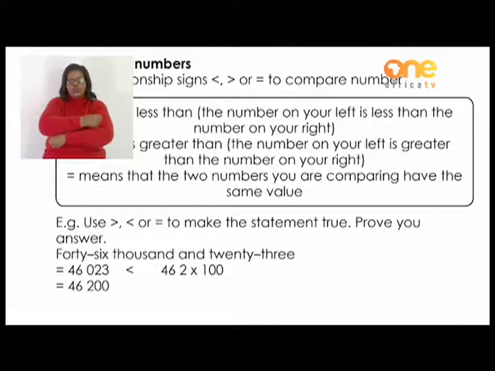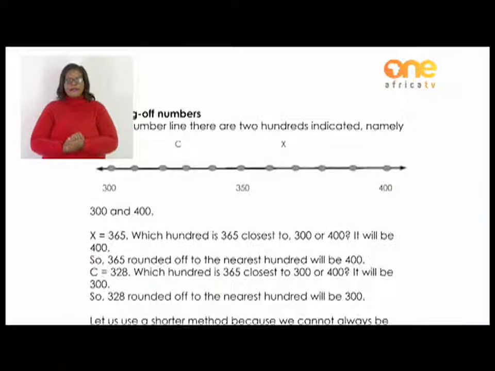There is an example given there, which is 46,023 compared to 46,200. So the sign which is used there is smaller than. Moving to page 14. Rounding of numbers.